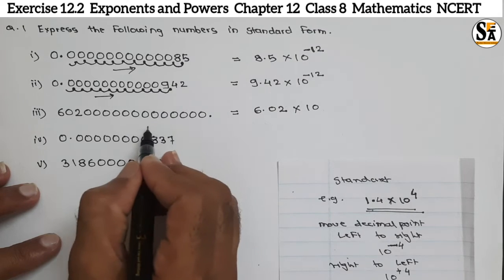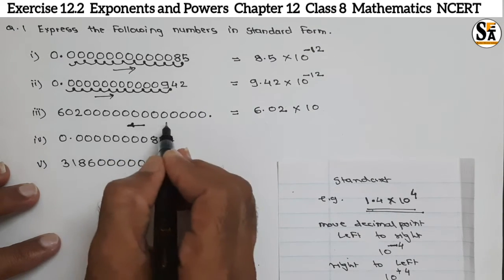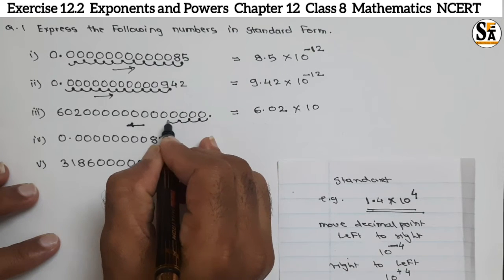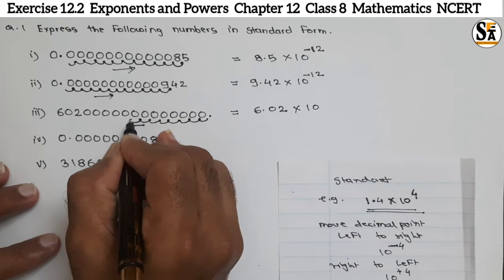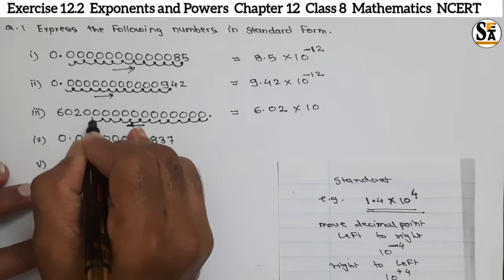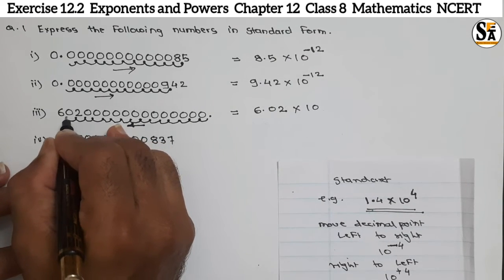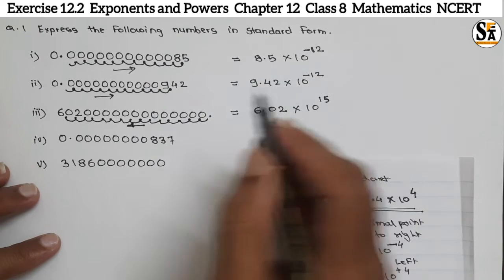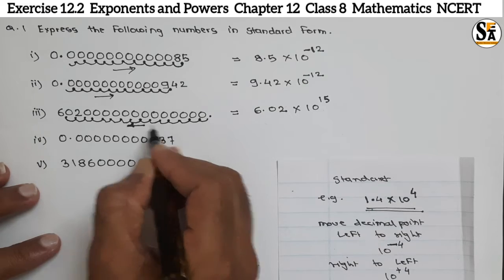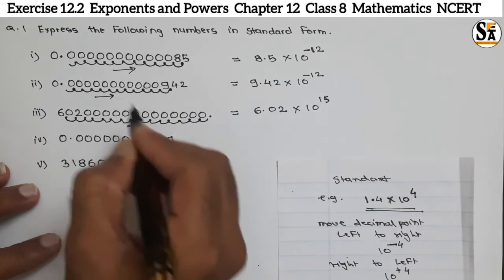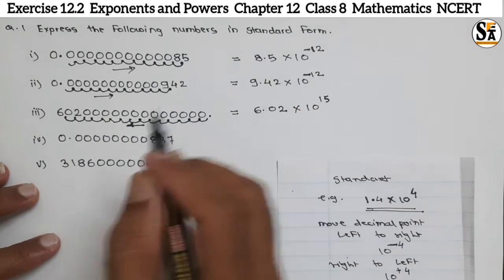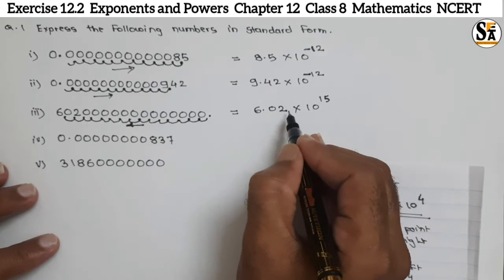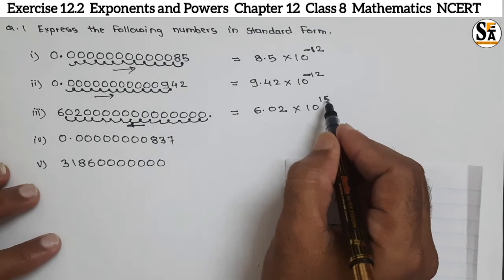Now see, here we are moving the decimal point from right to left, and let's count how many digits: first, second, third, fourth, fifth, 6th, 7th, 8th, 9th, 10th, 11th, 12th, 13th, 14th and 15th. Means we have to move this decimal point 15 digits. So right here 10 raised to 15, and the sign will be plus because we are moving this decimal point from right to left. When the decimal point is moved from left to right, then there is a negative sign, 10 raised to a negative power, and when the decimal point is moved from right to left, there is a positive power. So our answer is 6.02 into 10 raised to power plus 15.